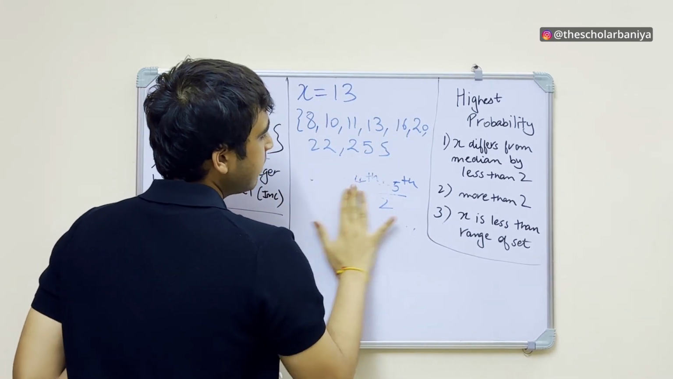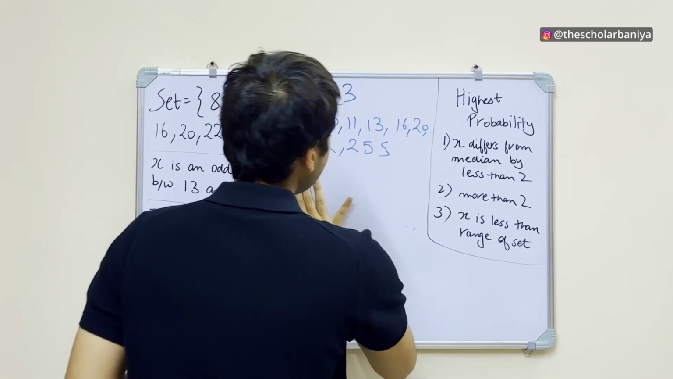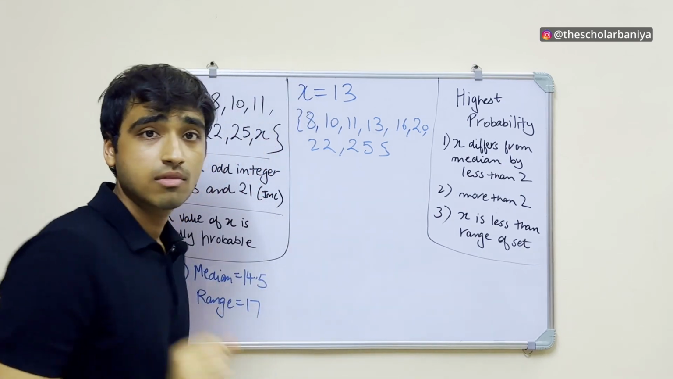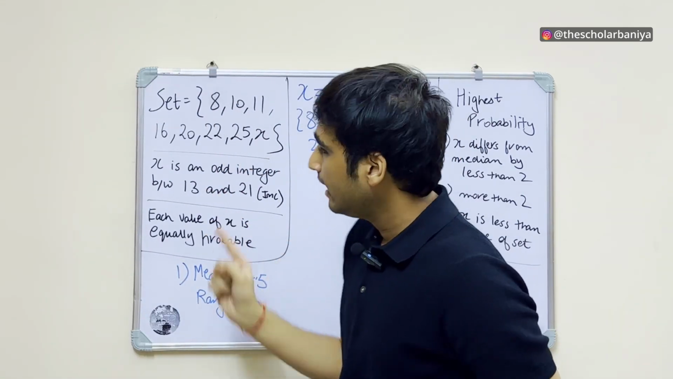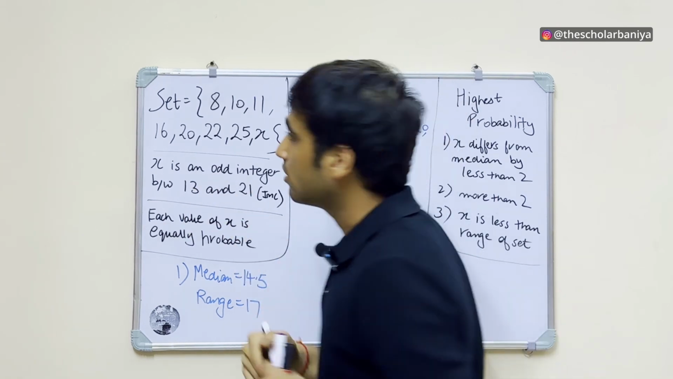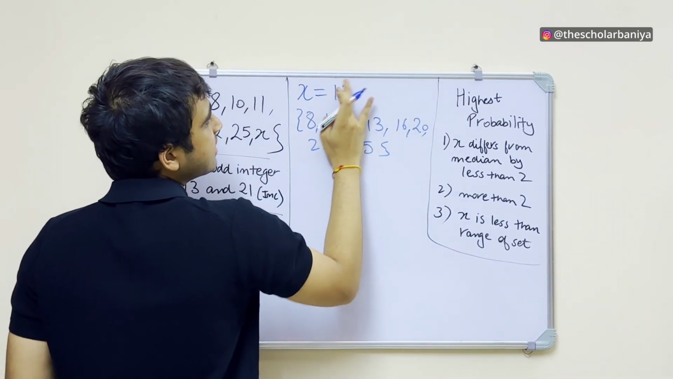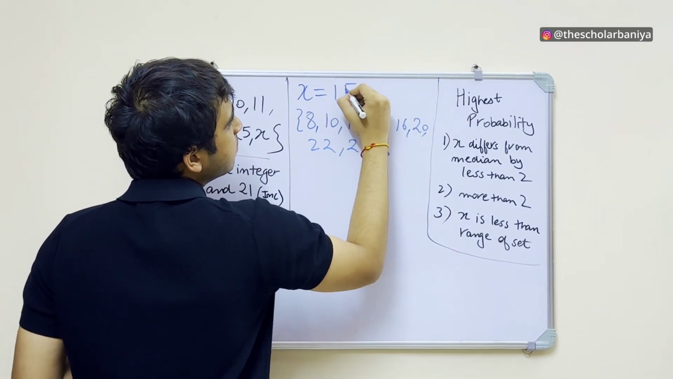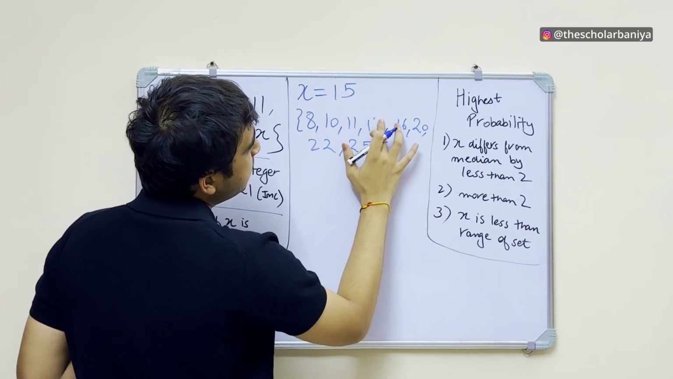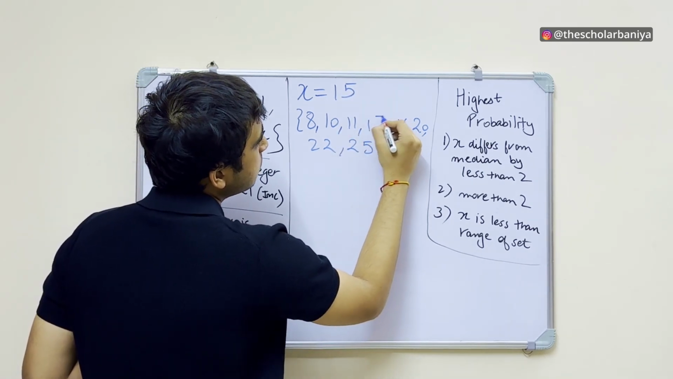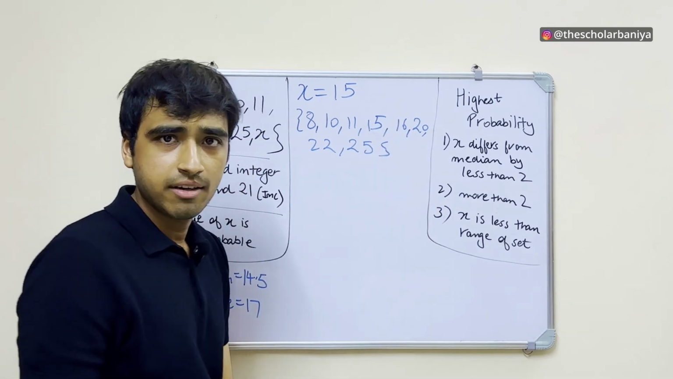Now tell me one thing. Let's take another value of x. The next value of x can be 15, because x is an odd integer. So the next value is 15, and we can write 15 over here. I hope this is fine.